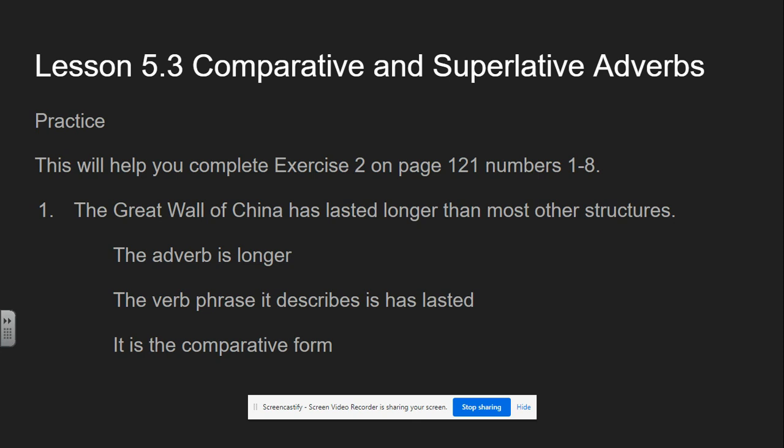The adverb in this sentence is longer. The verb phrase that it describes is has lasted because it's telling us that it's lasted longer. And in this case, the word longer is in the comparative form. Write this information in your yellow notebooks and then stop the video and then come back for the next slide.